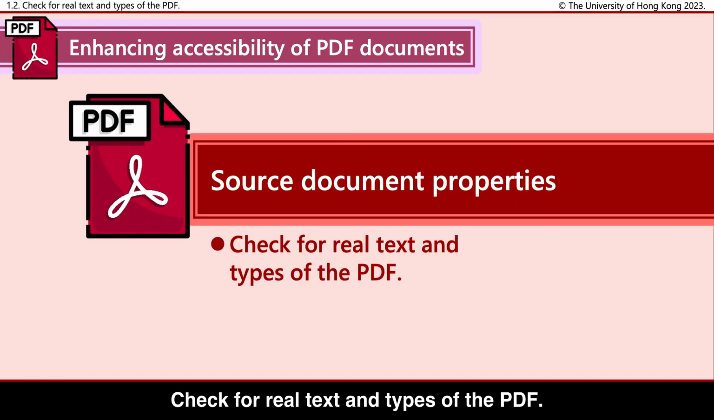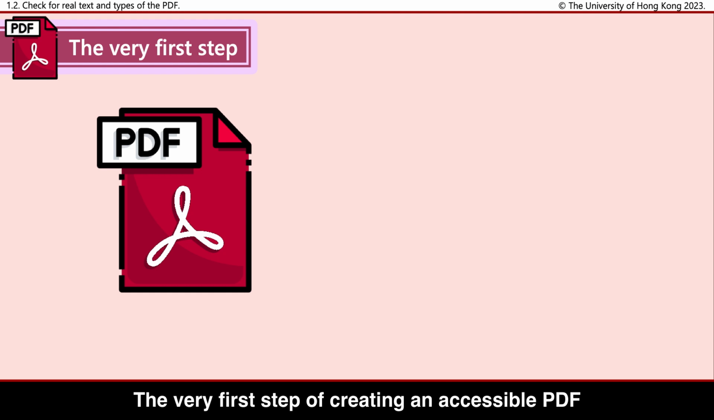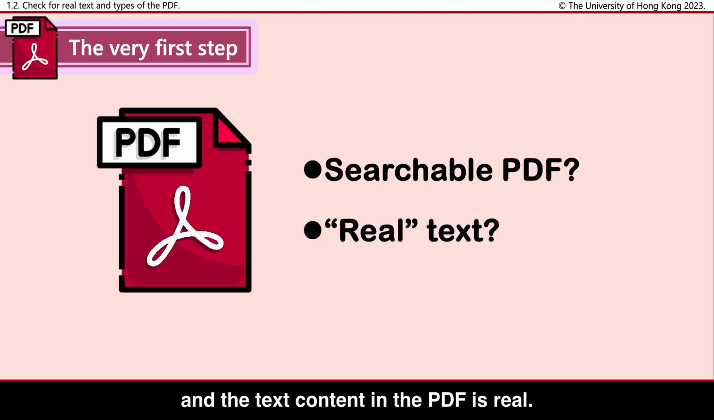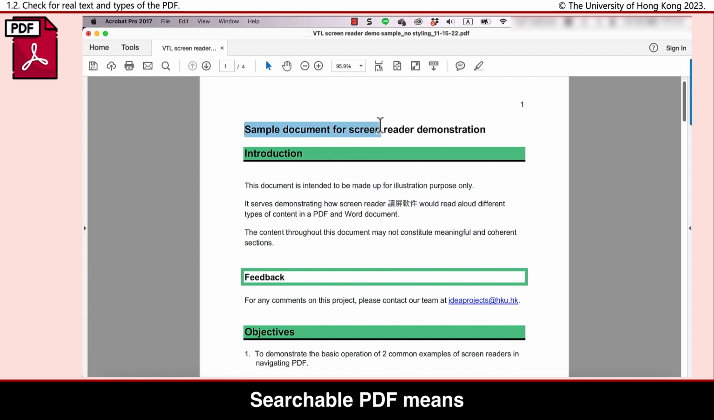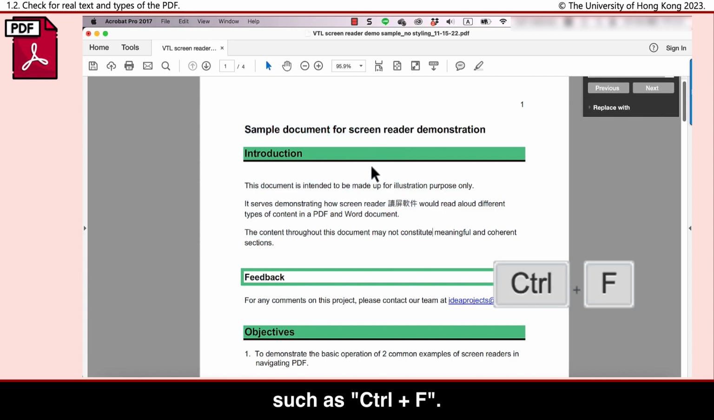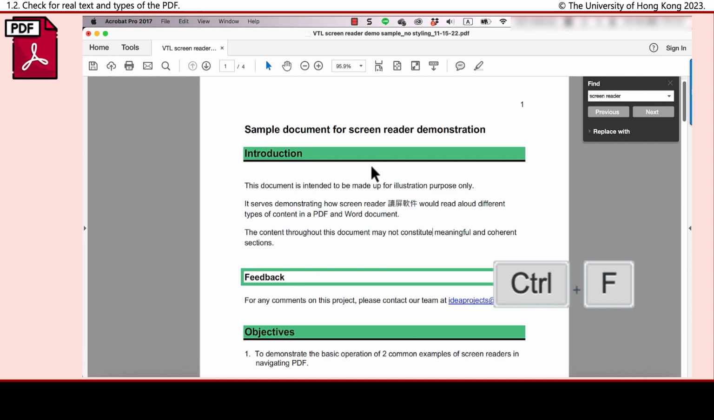Check for real text and types of the PDF. The very first step of creating an accessible PDF is to check whether the PDF is a searchable PDF and the text content in the PDF is real. Searchable PDF means the text is searchable by shortcut keys, such as Ctrl+F.